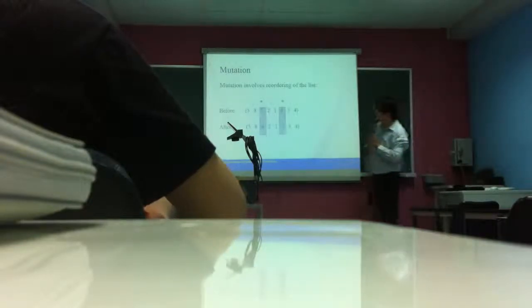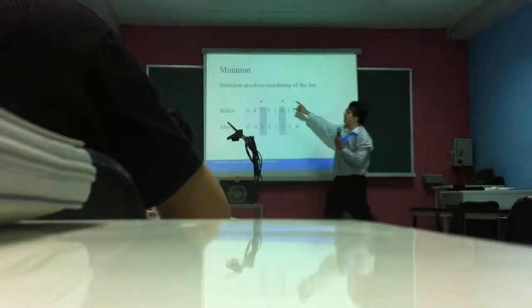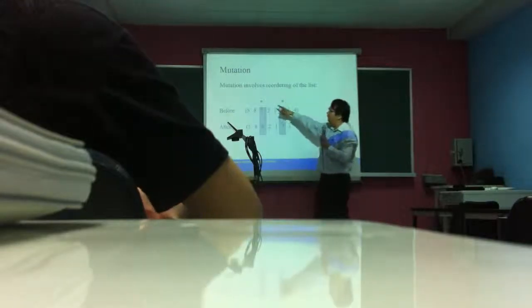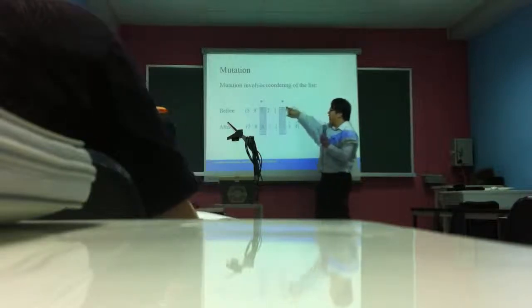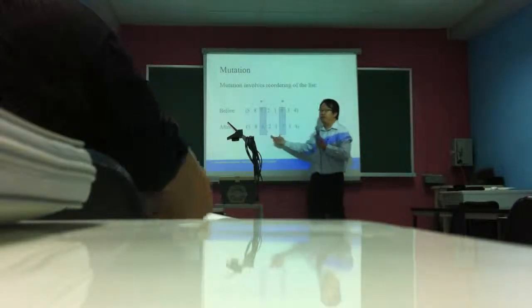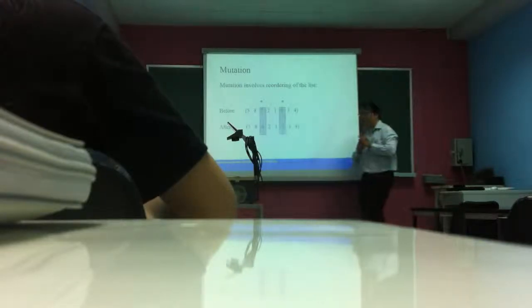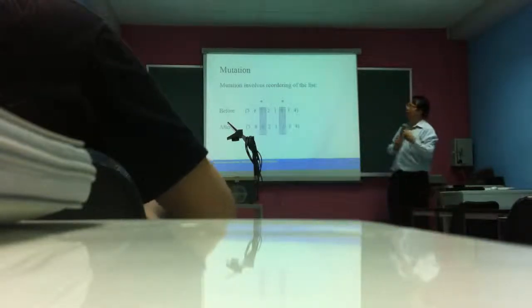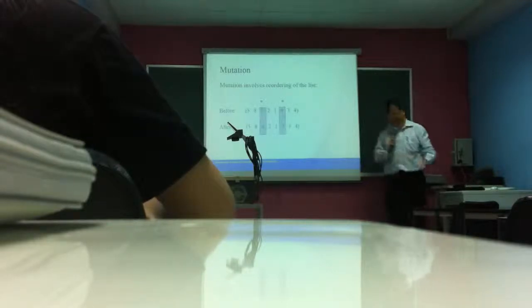And mutation, normally we set it like this. For this program we choose one position and choose another position and then we swap between the first and the second one. So for now we know how to do mutation and how to do crossover for the traveling salesman.